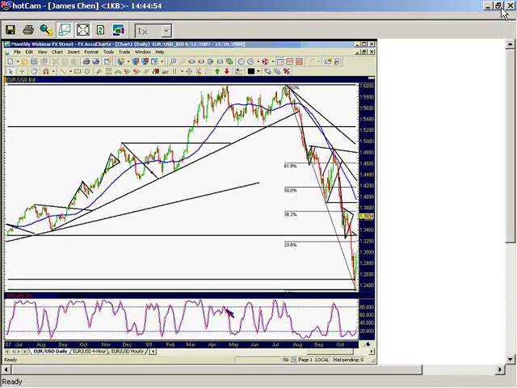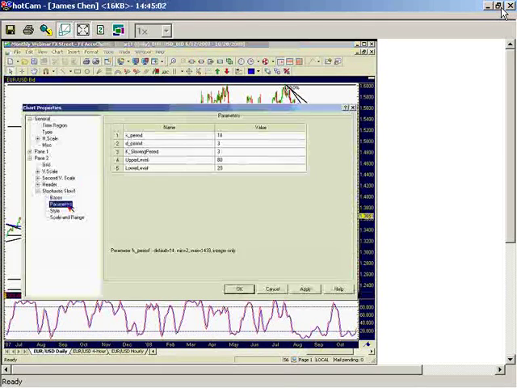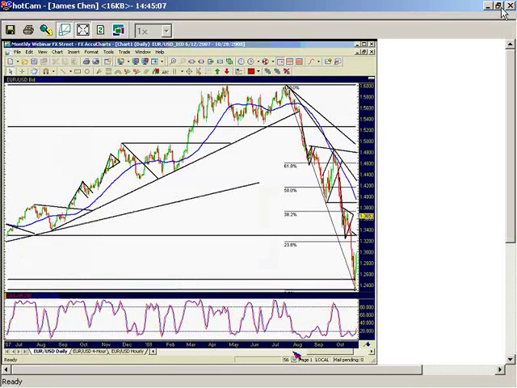What is my stochastic setting? Let me give you that real quick. 14, 3, 3. That's what I use.